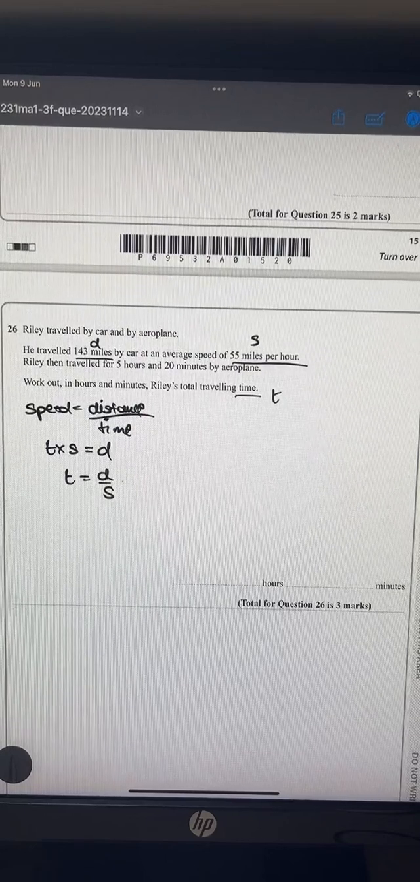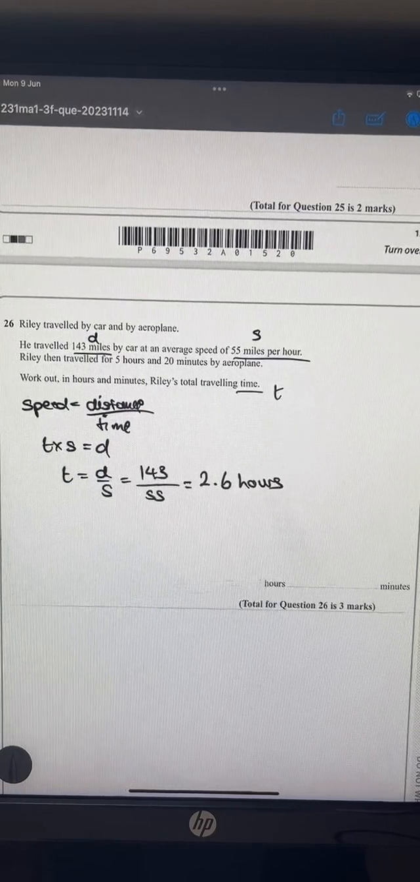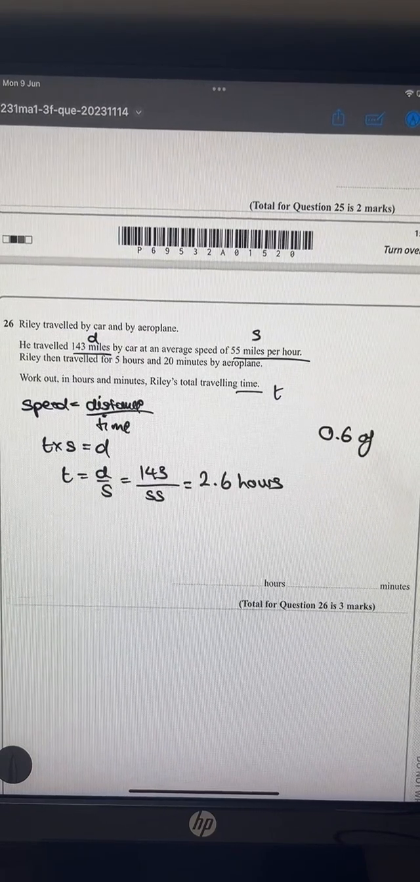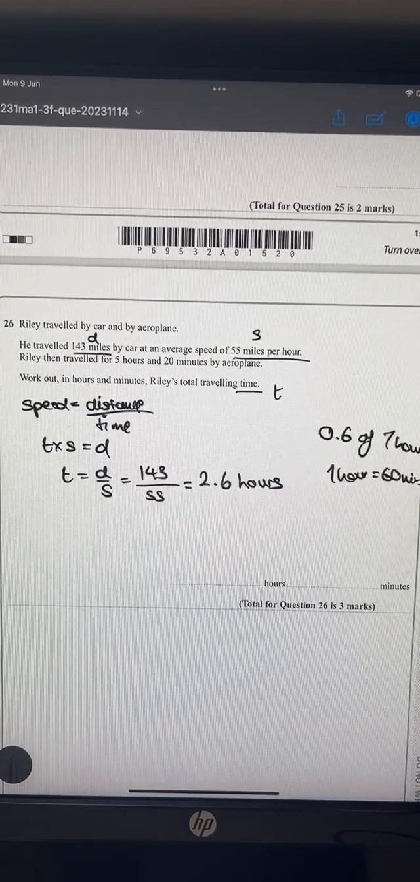So the distance they traveled is 143 at a speed of 55 miles per hour. So that is equal to 143 divided by 55. That's equal to 2.6. What's the unit? Well, hours, right? I have got to convert this into hours and minutes. So we know that is 2 total hours and 0.6 of 1 hour. Well, that's just going to be 0.6 times 60, because remember, 1 hour equals 60 minutes. That's equal to 36 minutes.